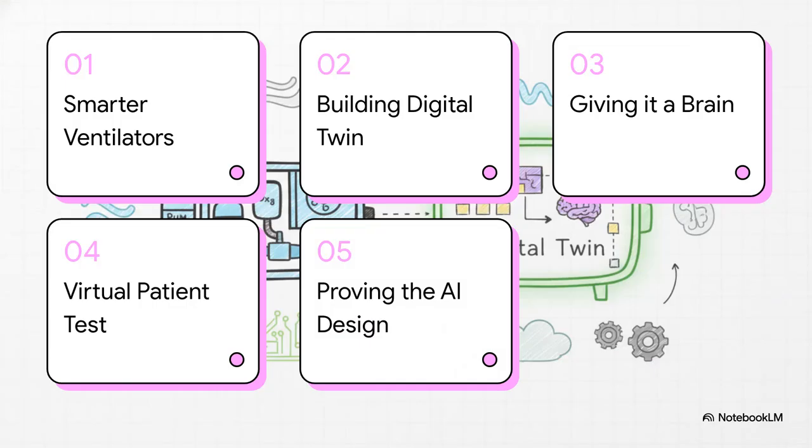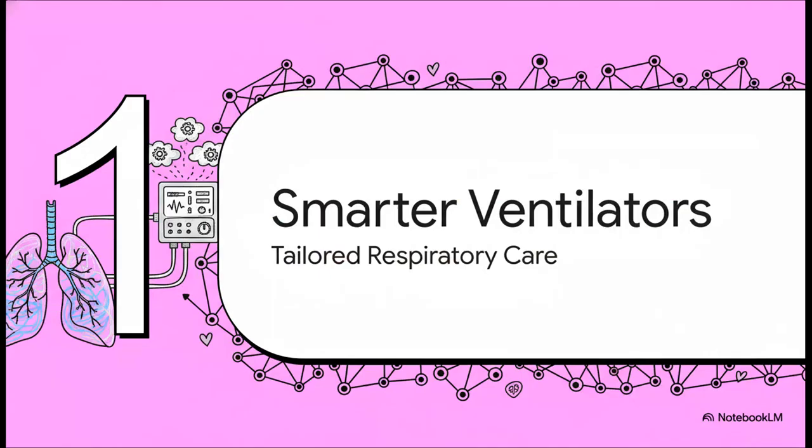All right, so here's our roadmap. First, we're going to dig into the problem itself, why we even need smarter ventilators. Then, we'll get into the cool engineering part, building what's called a digital twin. After that, we'll see how they literally give this machine a brain using AI, put it through its paces with a virtual patient, and finally, look at the proof that this whole thing actually works. Okay, let's start at the beginning.